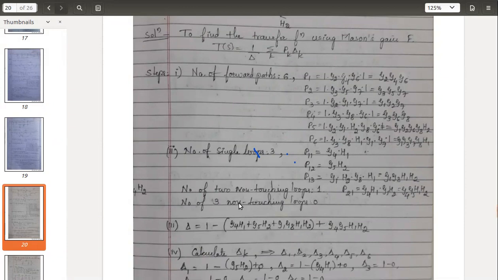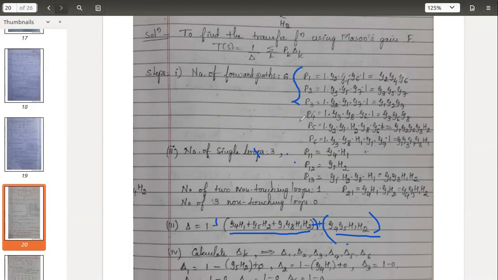उनका sum करना है आपको gain values का. So it is G4H1 plus G5H2 plus G1G8H1H2. This is for single loops. So alternate minus plus. Next is number of two non-touching loops. There is only one, so take that gain value. This is your delta. Going for delta k.